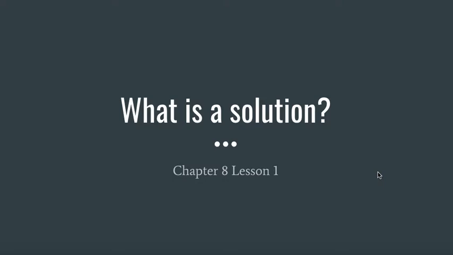Chapter 8, Lesson 1 on page 218. Chapter 8 is all about solutions and solubility. As we learn about the different types of substances, mixtures, and how they're soluble, we're going to start with answering this question: what is a solution?